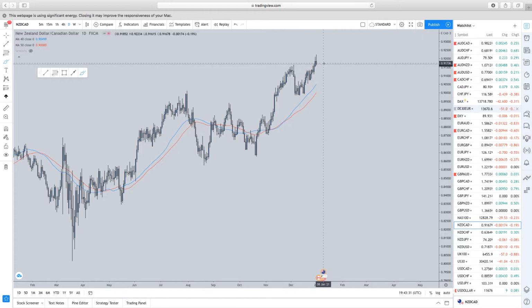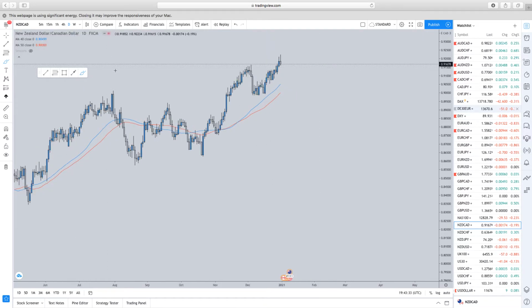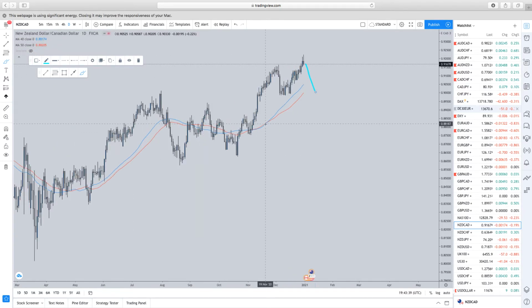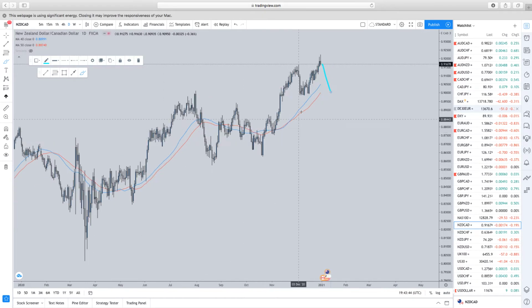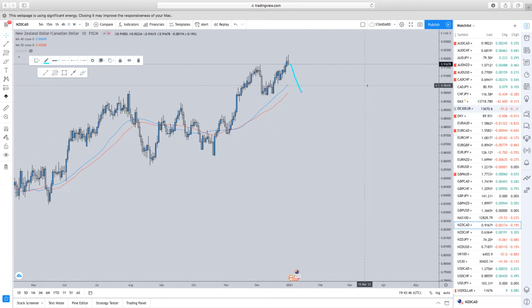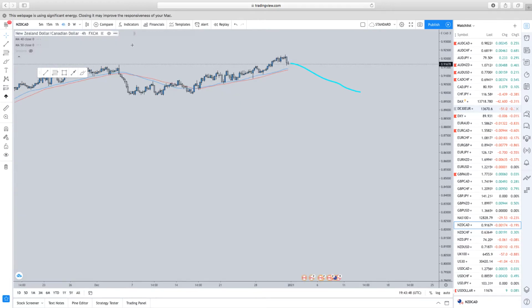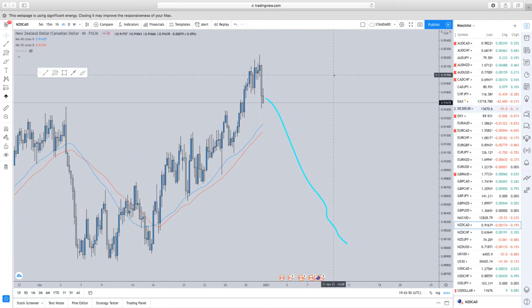NCAD, that's a nice little rejection move. I would probably see this go down to here. As you can see, the moving averages I use are close 40 and 50, and price usually bounces off them or moves alongside of them. Yeah, I'd say there'd be a strong move to the downside here. Something like that.